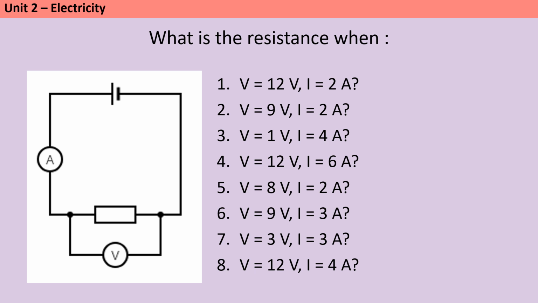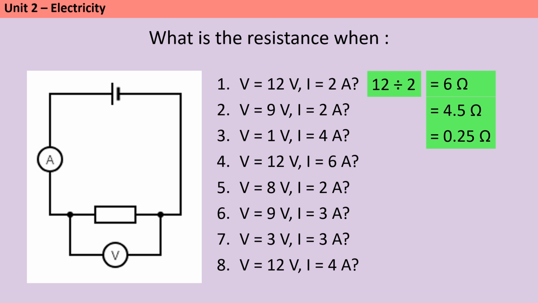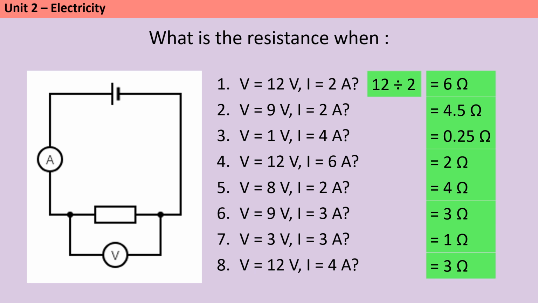Here are some quick practice questions so you can check that you're confident calculating resistance from this data. So in the first example, 12 divided by 2 would give us an answer of 6 ohms, then 4.5 ohms for the second question, 0.25 ohms for the third, 2 ohms for the fourth, 4 ohms for the 5th, 3 ohms for the 6th, 1 ohm for the 7th, and the answer to question 8 is going to be 3 ohms.